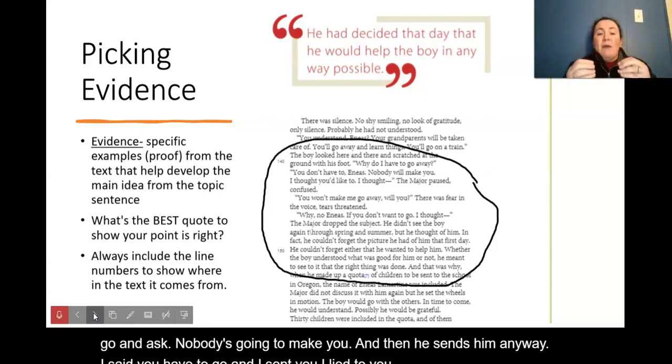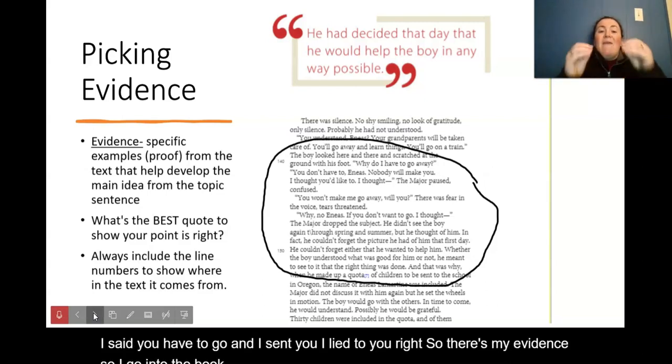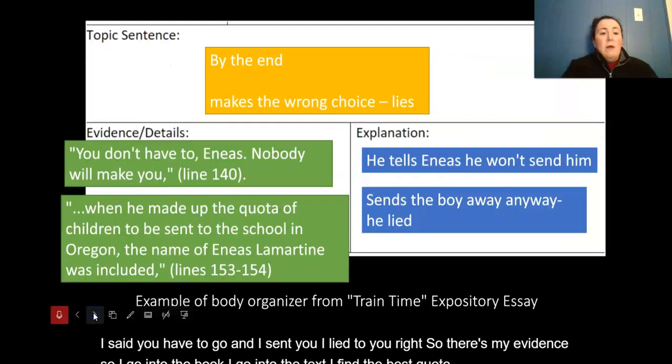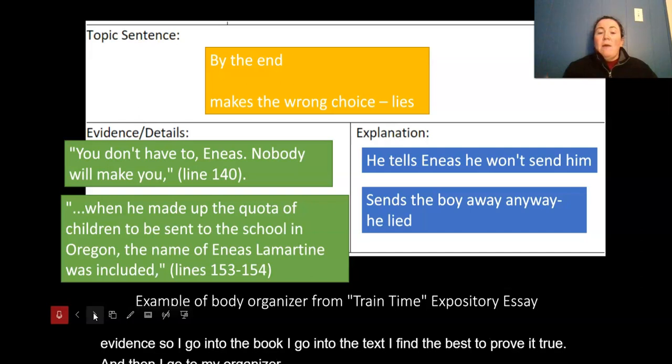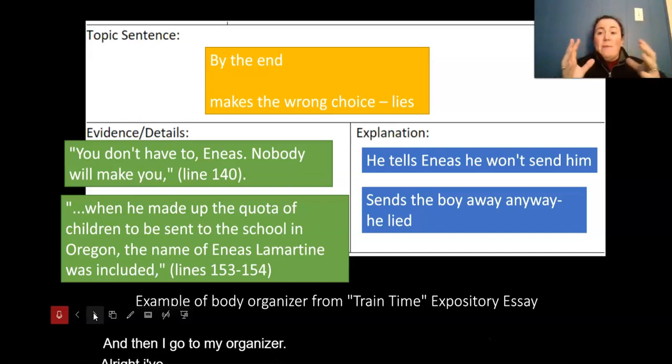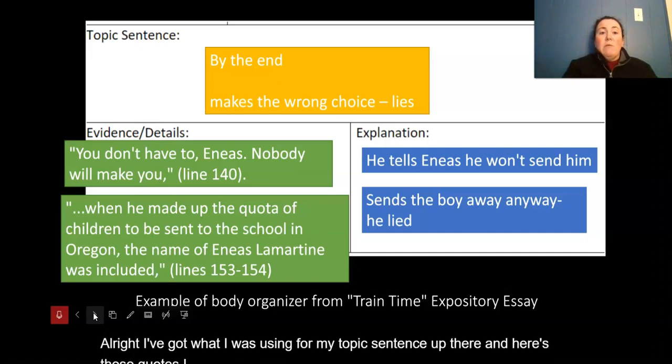Right? So there's my evidence. I go into the book, I go into the text, I find the best quote to prove it true, and then I go to my organizer. All right, I've got what I was using for my topic sentence up there, and here are those quotes I was talking about. We say, he said you don't have to, Aeneas, nobody will make you.